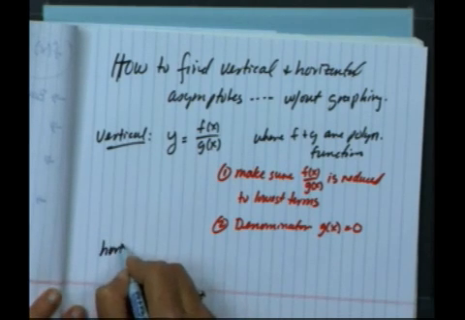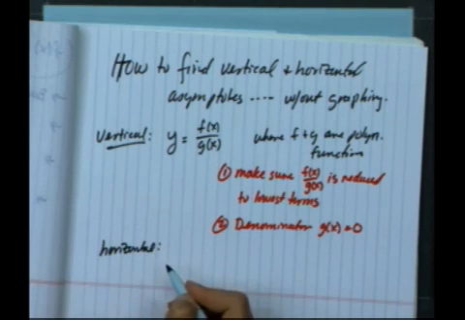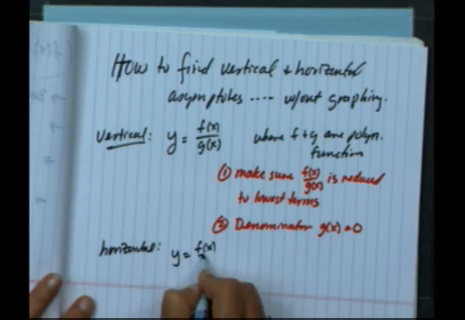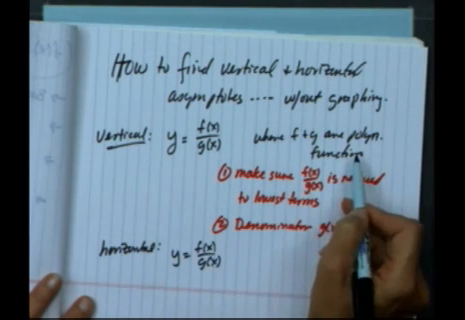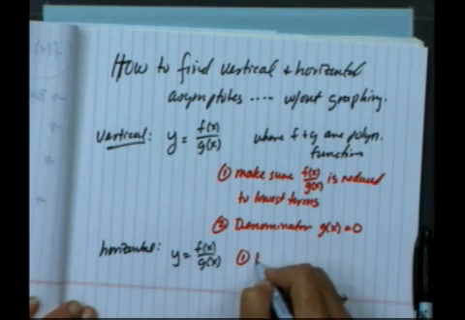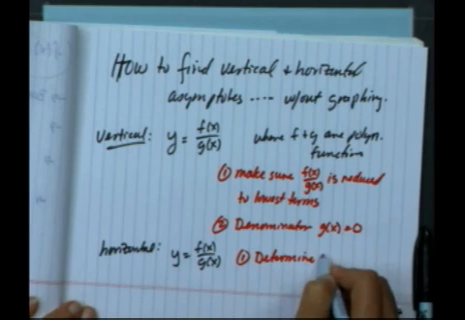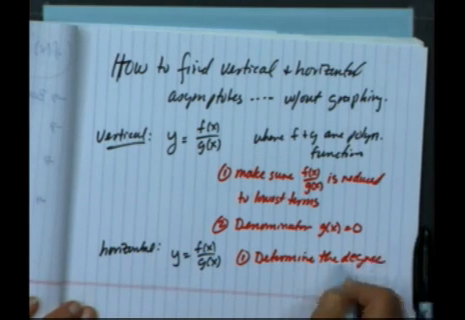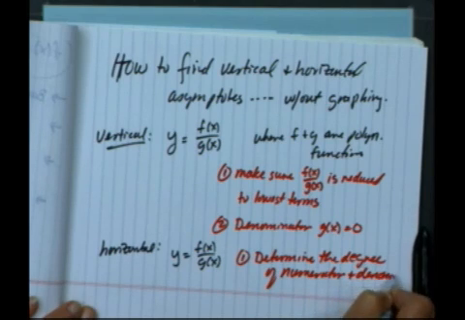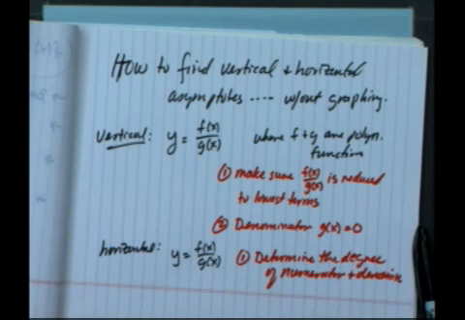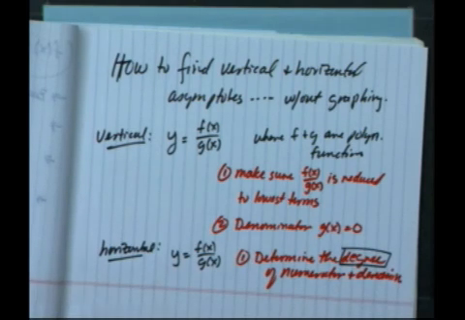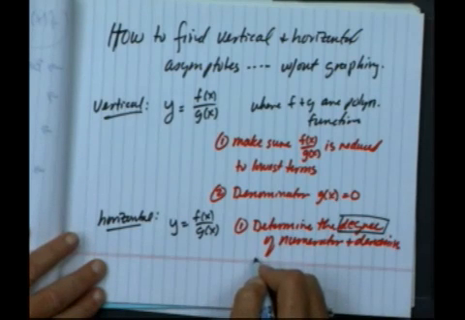Okay, so horizontal. And all this is written in your book too, and we'll go back and look at it. Horizontal, when you have y equals f of x over g of x, again, f and g are polynomial functions, you have to, one, determine the degree of the numerator and denominator. If you're going to look for a horizontal asymptote, you've got to look at the degree of the numerator and denominator. And then there are two parts to that.